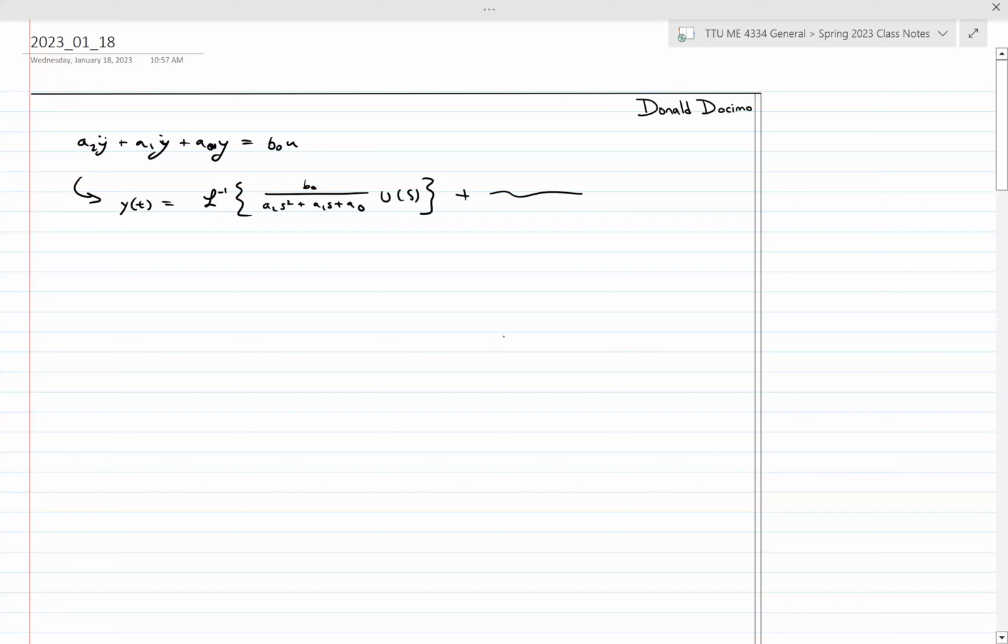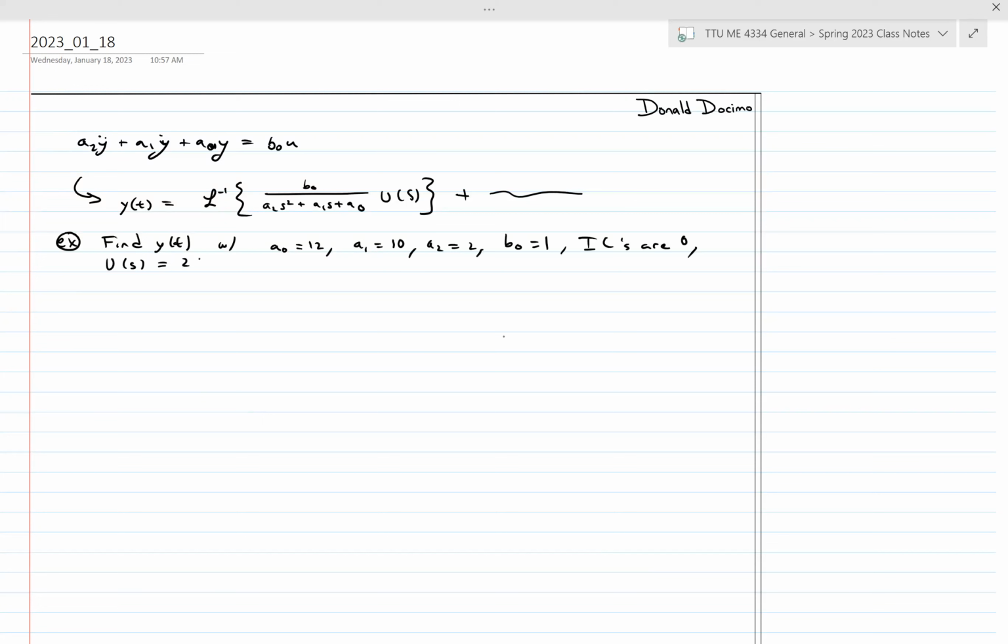All right, so just to continue and wrap up this example really quickly, let's find y of t with A0 equal to 12, A1 equal to 10, A2 equal to 2, B0 equal to 1. Our initial conditions are 0 for both of them. And let's say u of s is equal to 2 over s. This is a step with a magnitude of 2, right?